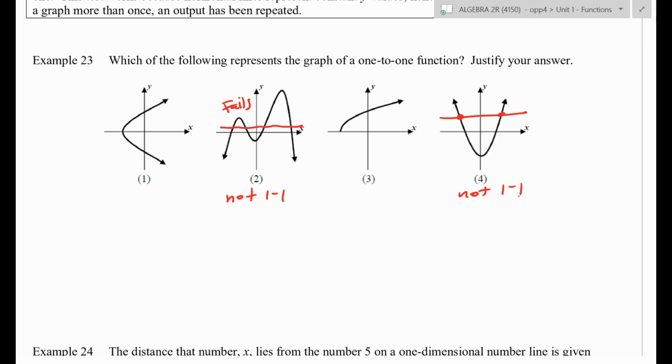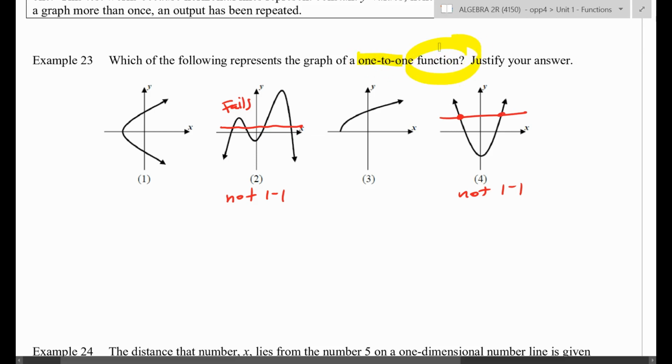Emily says it has to be a 1 to 1 function. Ah, that little word in there, function, right? So it has to pass both the HLT and the VLT. It's got to pass them both. This one does not pass this one. This is a 1 to 1 function. Yes, Sadie? You good? Any problems there?